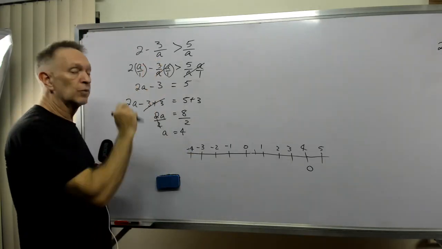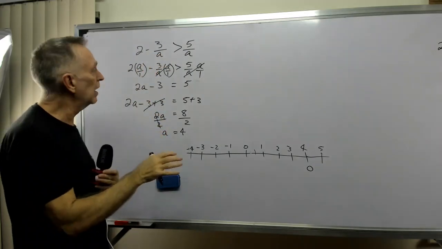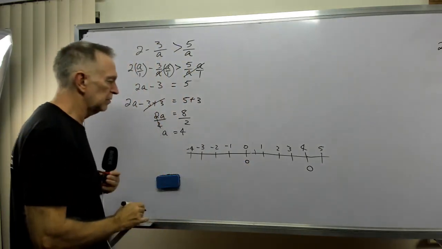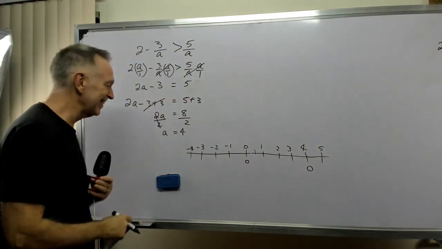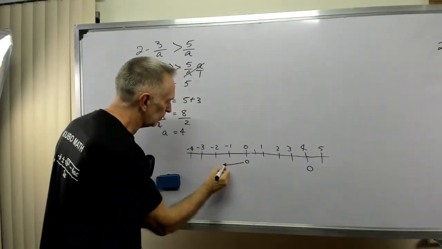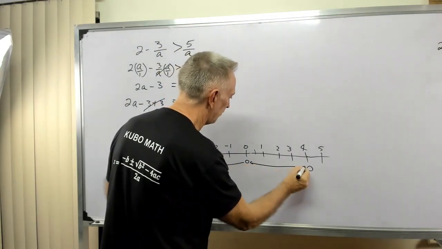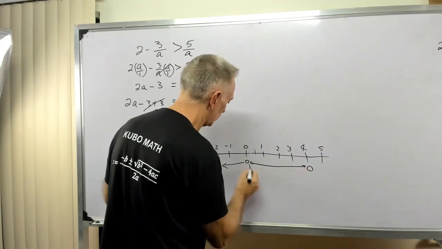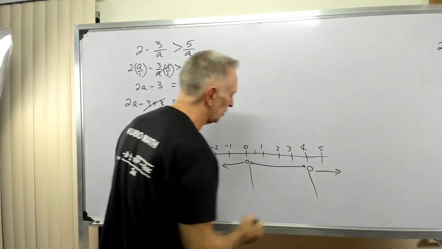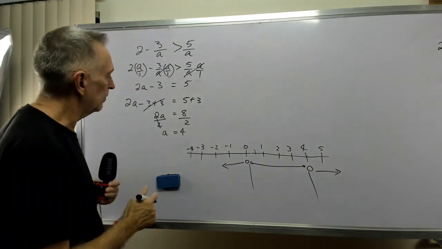Let's go back to the original equation. You'll notice if a equals 0, this thing is undefined, so it can't have that either. So I'm going to put an open circle at 0. What this means is I have numbers that could be less than 0, it could be in between 0 and 4, or almost at 4, so I've got that zone. But it also could be greater than 4. So I have 3 different zones there that I need to evaluate.